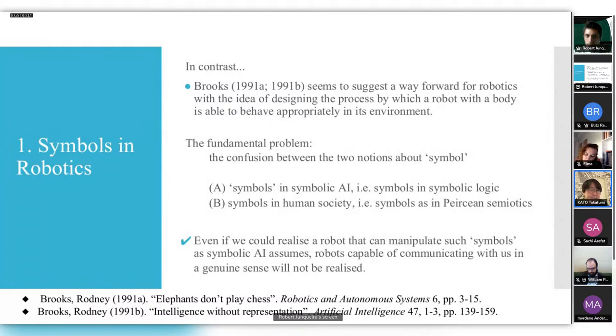Many researchers are unaware of the difference between symbols in symbolic AI, i.e. symbols in symbolic logic, and symbols in human society, i.e. symbols as in Peircean semiotics. Traditional AI research is originally based on computer science, and computer science is primarily based on mathematical and symbolic logic. The symbols of symbolic AI were, therefore, not symbols for human communication, but for computer and mathematical logic. Today, however, even AI and robotics researchers need to consider symbols for humans because they need to consider symbolic interactions, including verbal communication between AI systems and humans.